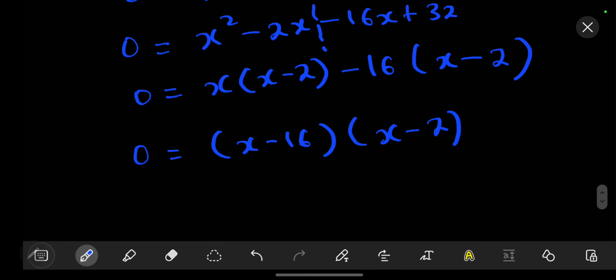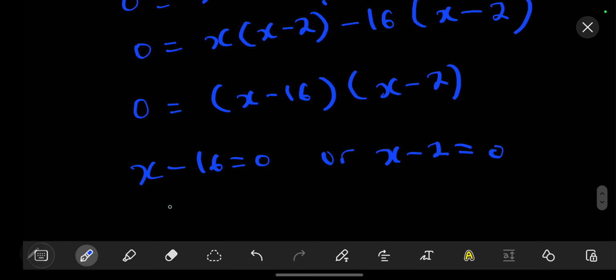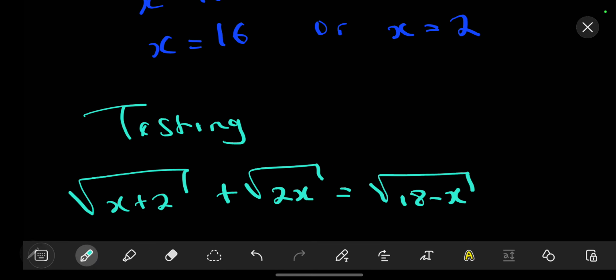So even if you interchange the brackets, it's still the same. So here, this means that our x minus 16 is equal to 0, or our x minus 2 is equal to 0. So this gives us a value of our x is equal to 16, or our x is equal to 2. So let's test.